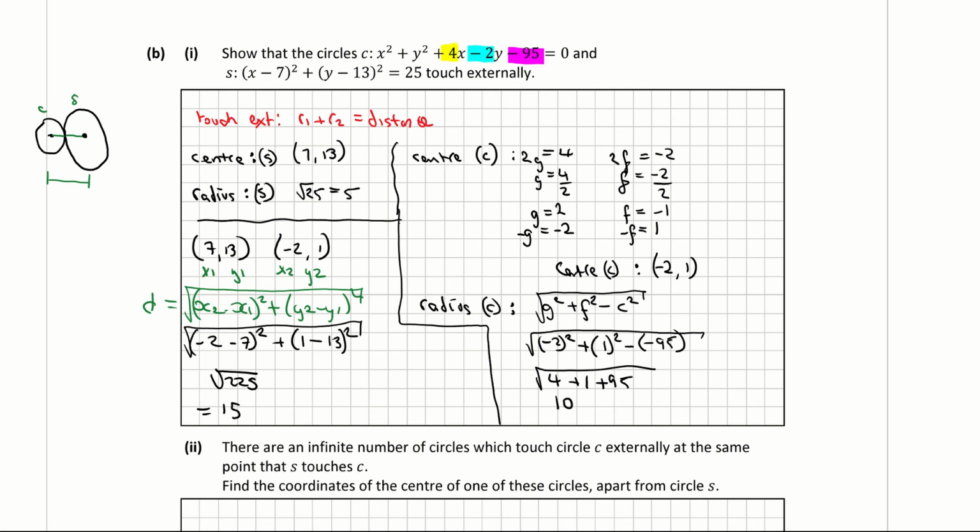So if we come back to the top here, how do we prove that they touch externally? It's R1 plus R2 is equal to the distance. My radius 1 is 5, so that's my first value. My radius 2 is 10, and I put that in. That should equal the distance between the 2 points, which is 15, and it does. 5 plus 10 is 15, which is equal to 15, which is therefore touching externally. Okay, not a lot of space there. Scrolling down now to B part 2.